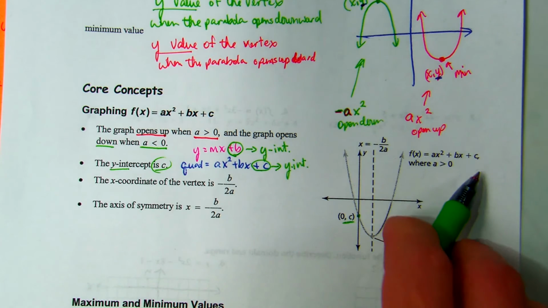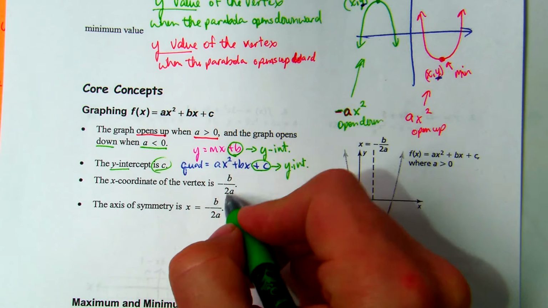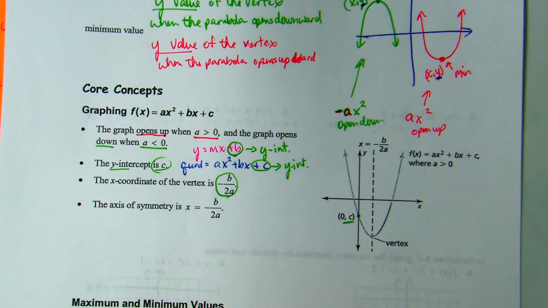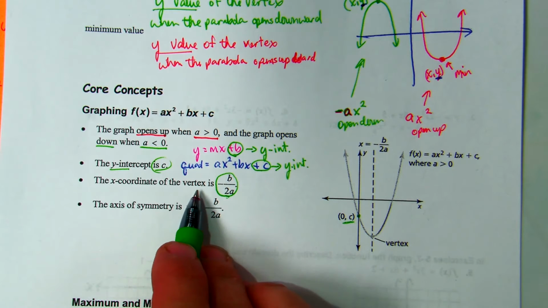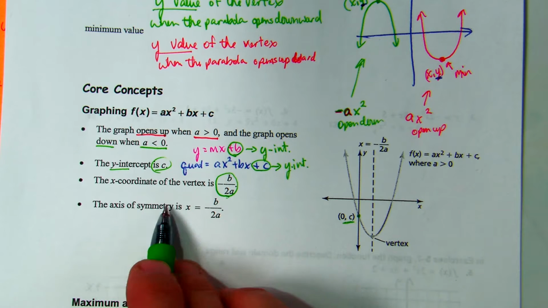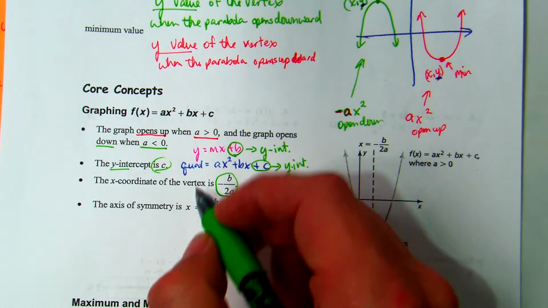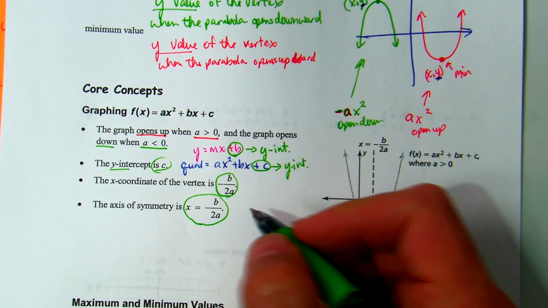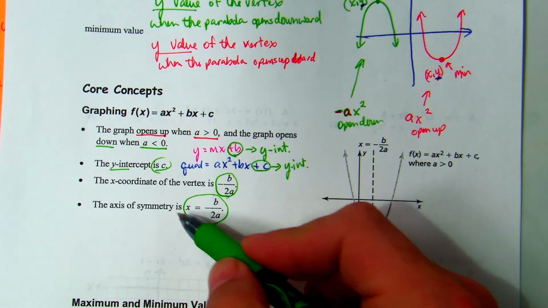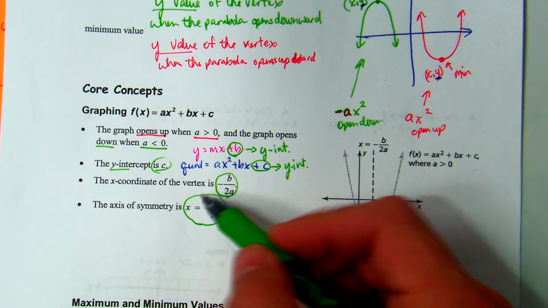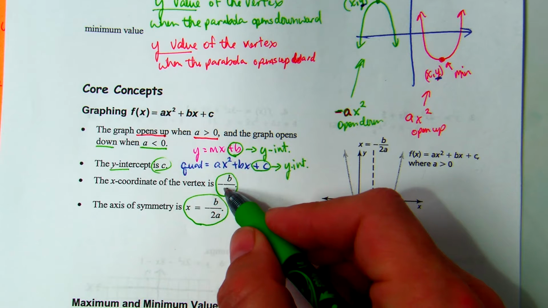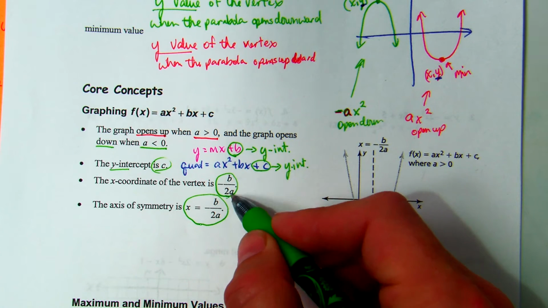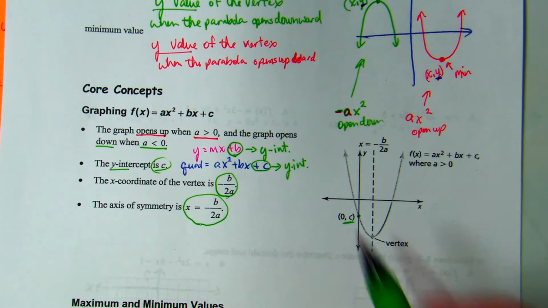Then we're going to use this formula here, negative b over 2a, to help us find the x-coordinate of the vertex and the axis of symmetry. The axis of symmetry is a vertical line, so it's obviously x equals something. It is the x value in the coordinate of the vertex. We're going to find it by plugging the values b and a into this formula, negative b over 2a. And that's the formula.